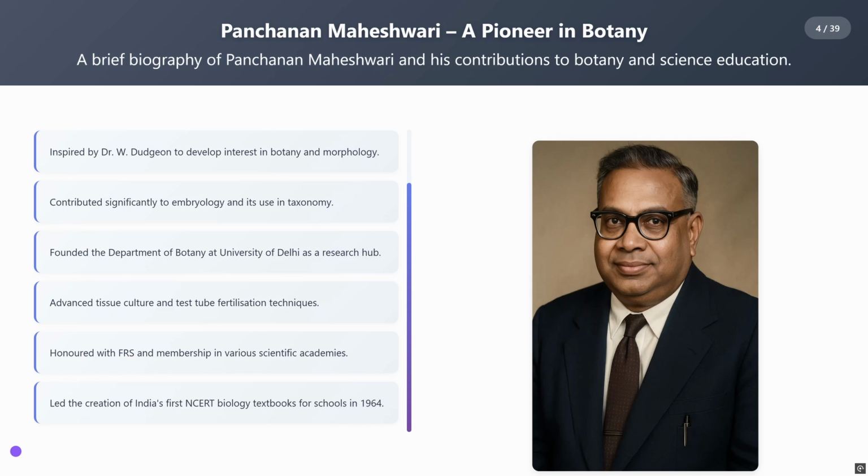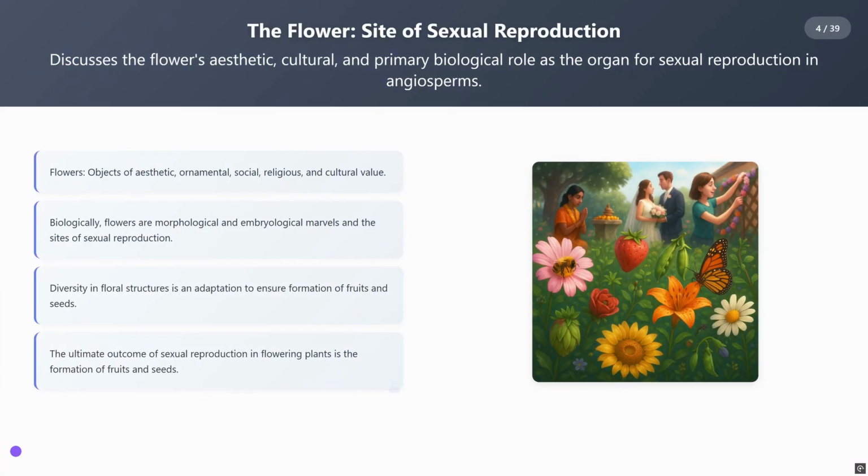With the flower itself. The flower. It's such a captivating thing to look at, isn't it? We admire its beauty, the colors, the smells. It's there for all our special occasions, prayers, even expressing feelings. But beyond all that, from a purely biological view, what's the main story? Precisely. While flowers have huge aesthetic and cultural value, for us biologists, they are truly remarkable structures.